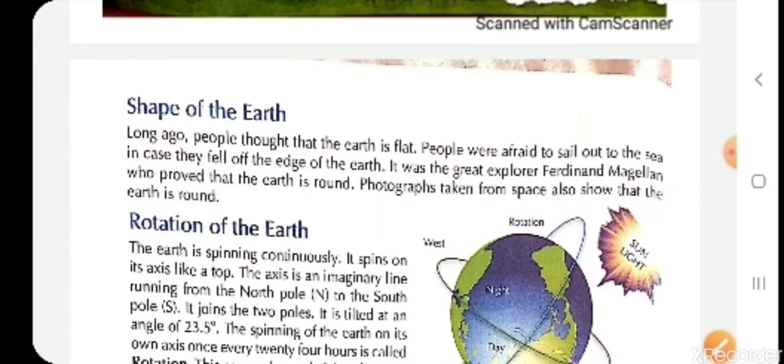Children, as we have studied in the previous chapter, Earth is round in shape. Children, do you know, long ago people thought that the Earth is flat. People thought that the Earth is flat. So people were very much afraid.